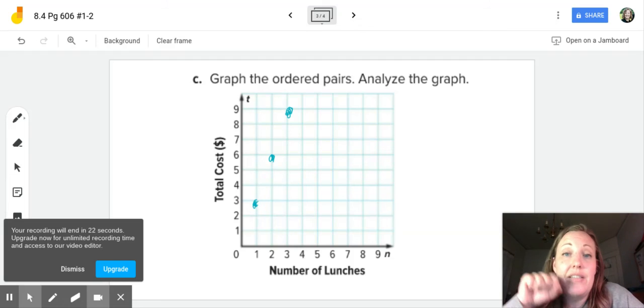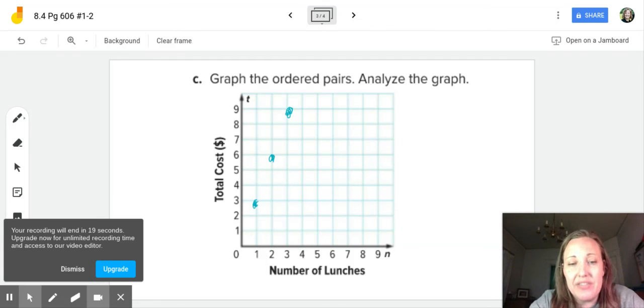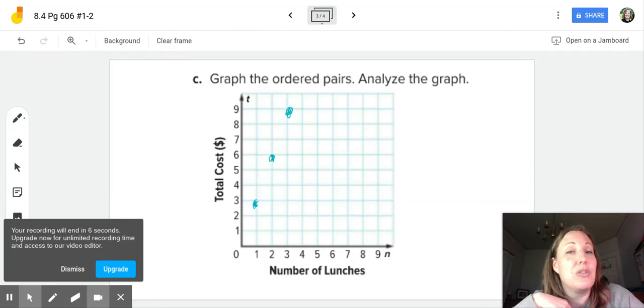But this is really what would be called a discrete function, because you're never going to get half a lunch. So you can't say 1.5 lunches would be right about here, right? Because you're not ever going to do that. So a discrete function instead of a continuous one. That's a preview for 8th grade.